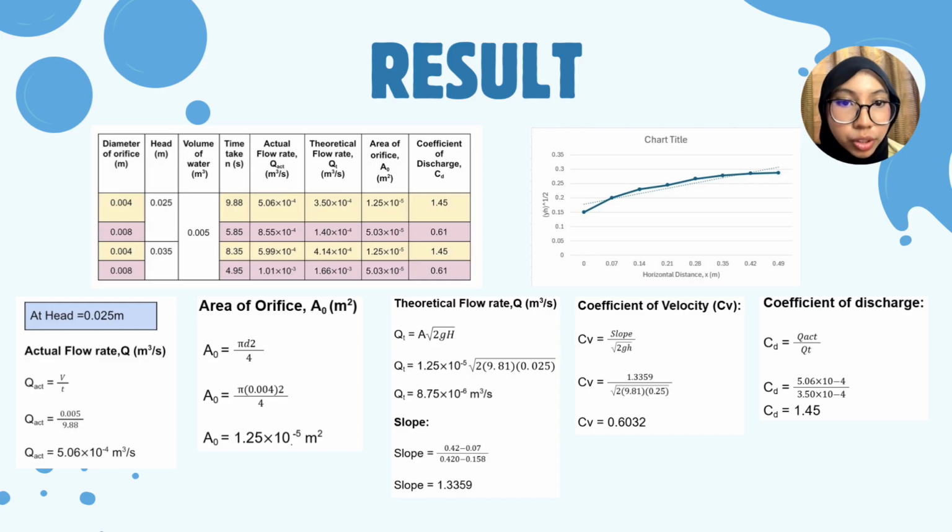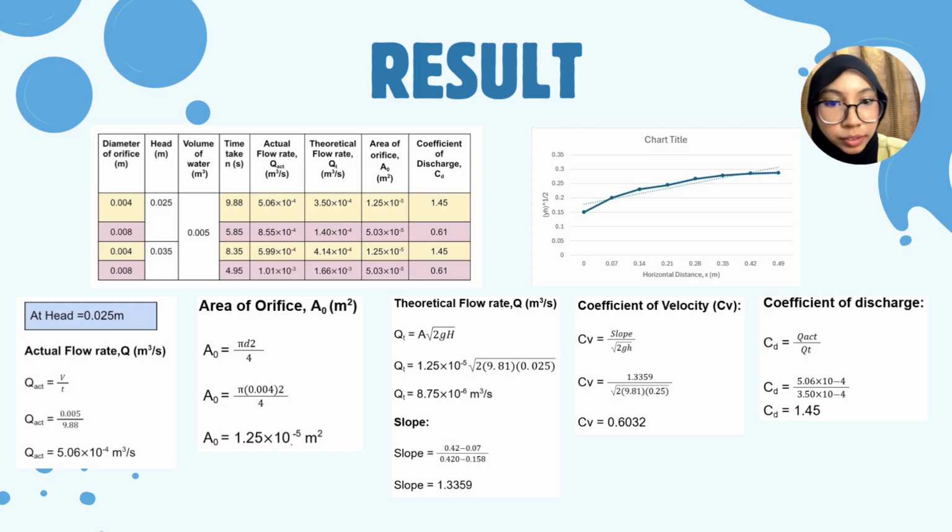And then we substitute into the CV formula, which is slope over square root of 2gh. And then we get 0.6032. So for the coefficient of discharge, we use the formula coefficient of discharge equals Q actual over Q theoretical. And then we substitute the amounts we got before, and then we get coefficient of discharge equal to 1.45. Okay, that's all from me.